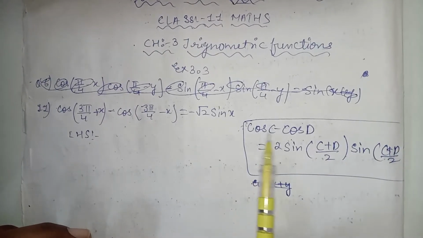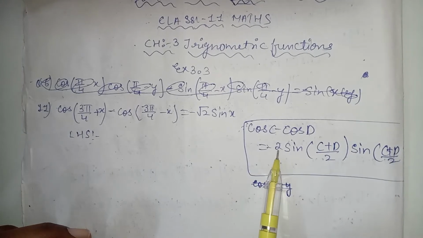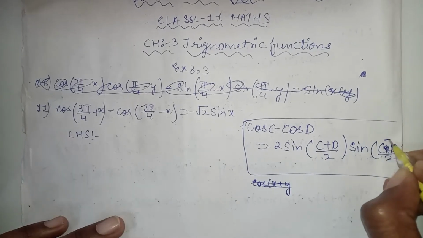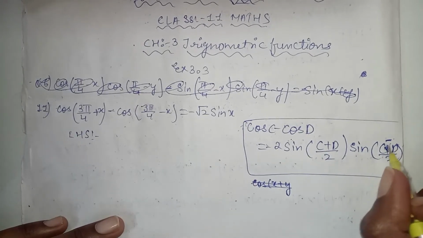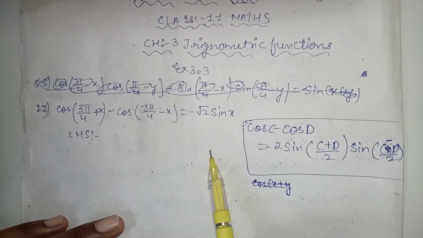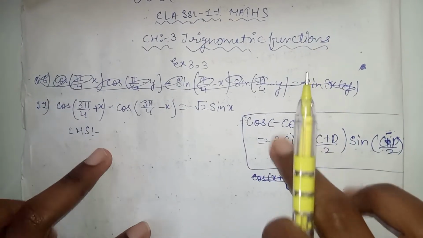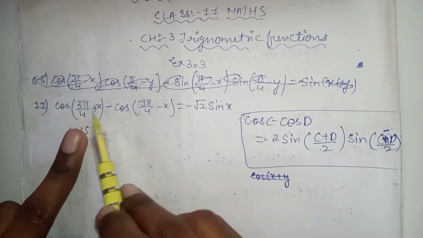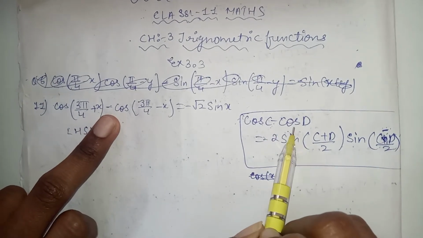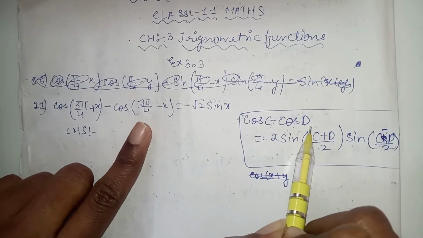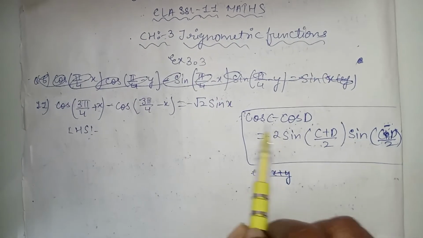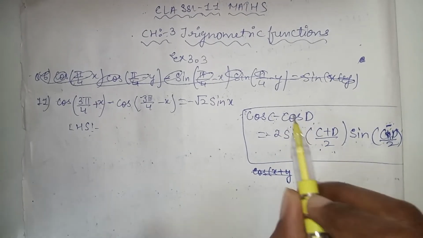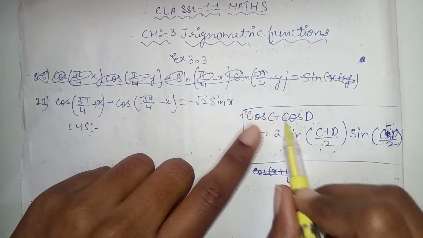As I've said, cos C minus cos D is minus 2 sin((C + D)/2) into sin((C − D)/2). Sorry, in place of minus I had kept plus. Why am I applying this formula? Because this whole thing is in the form cos C minus cos D, where C is 3π/4 plus x and D is 3π/4 minus x. Whenever it is in the left hand form, we have to convert it to the right hand form, and if it is in the right hand form, we convert it to the left hand form.